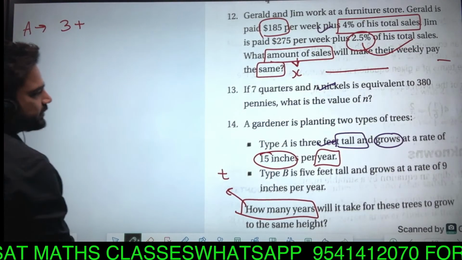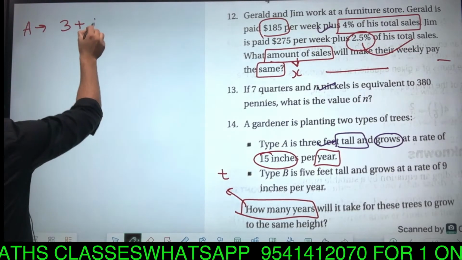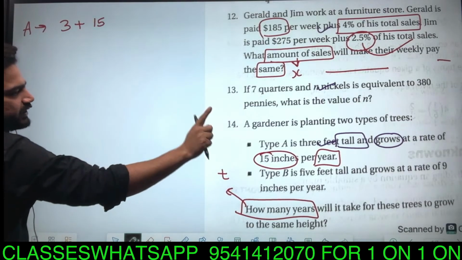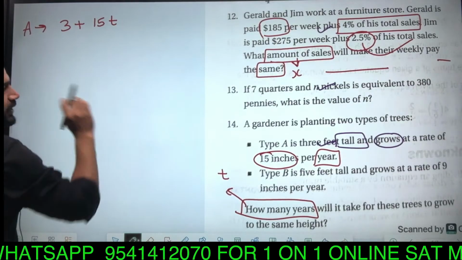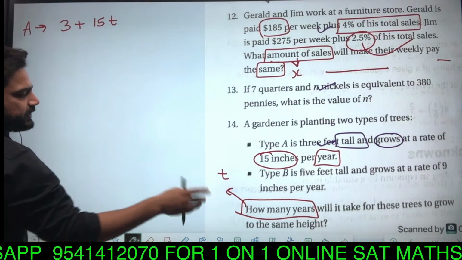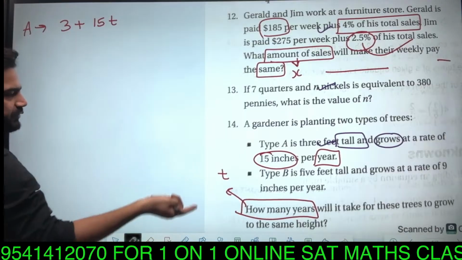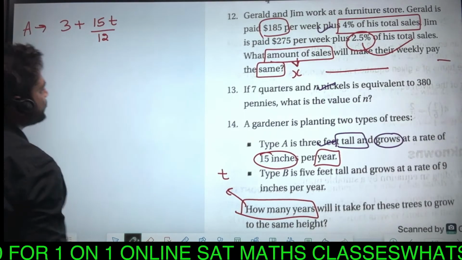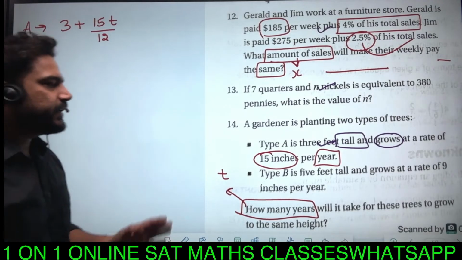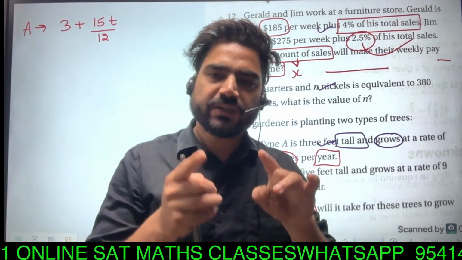It means that we have to multiply 15 inches. If they grow 15 inches in 1 year, then in t years they will grow 15 into t. But this is in inches, so we will divide it by 12 to convert this into feet.